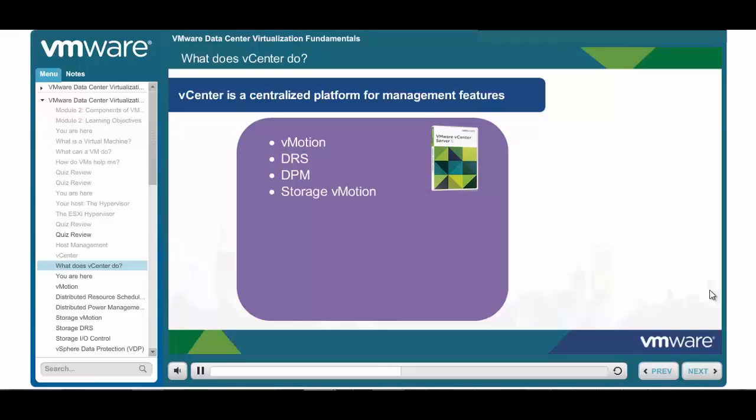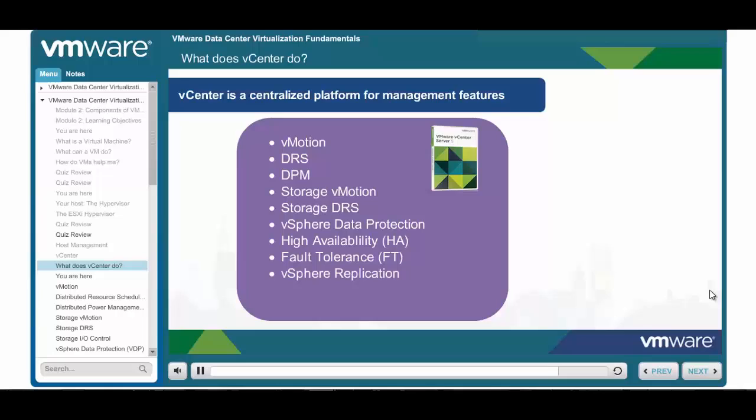Storage vMotion allows you to migrate a running virtual machine's hard disks from one storage device to another, while Storage DRS automates the load balancing from a storage perspective. vSphere Data Protection gives you the ability to back up your virtual machines. vSphere also has availability features, such as High Availability, HA, to restart your virtual machines on another host if you have a hardware problem. If a virtual machine restart is too much downtime, Fault Tolerance, FT, provides uninterrupted availability for your virtual machines. And finally, vSphere Replication can copy your virtual machines to another site for disaster recovery purposes.